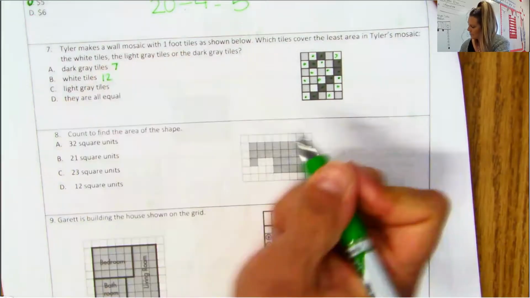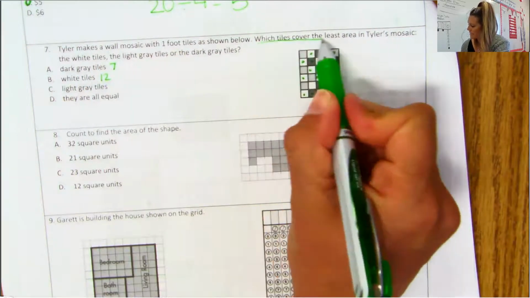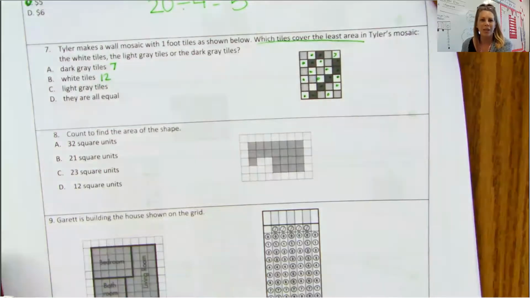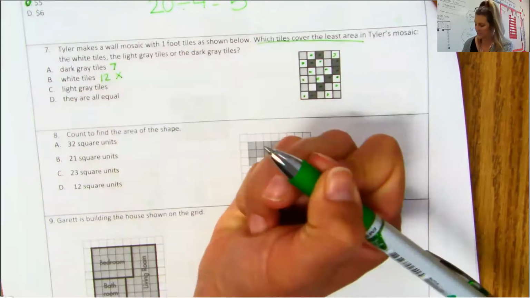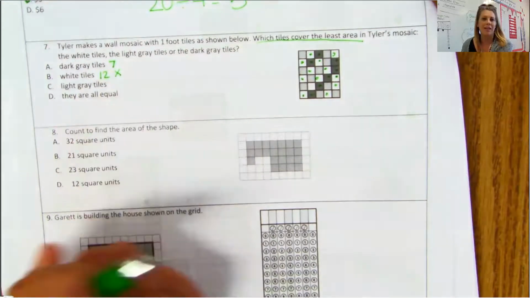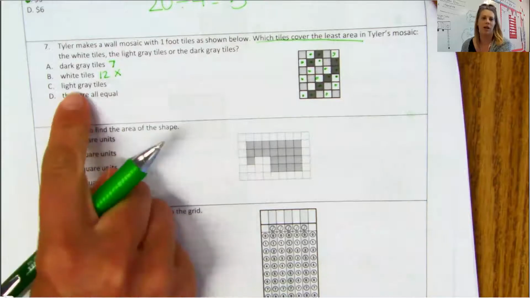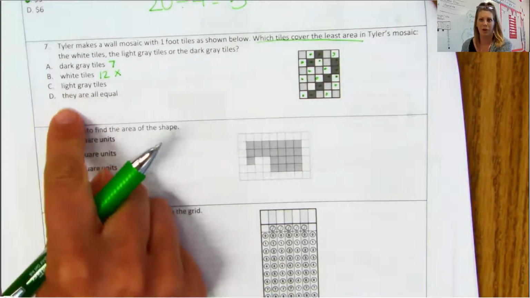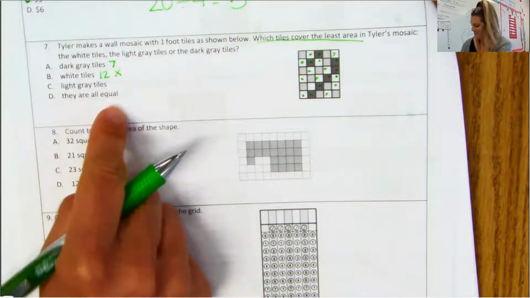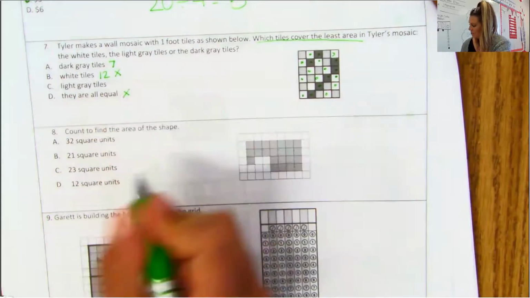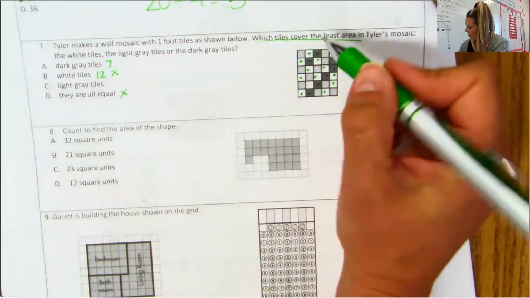All right, and it's asking which tiles cover the least area. Which one can we eliminate? Put an X next to the one that is not the least so far. The white, right? Is there another one we can eliminate? Well, we don't know what light gray is yet, but can we eliminate they are all equal? Yes. Okay, so then let's look at light gray.